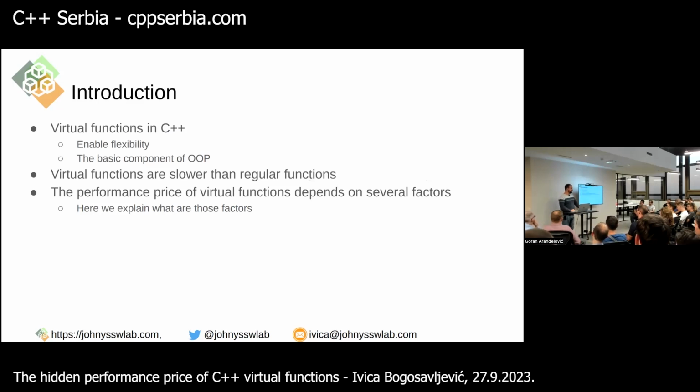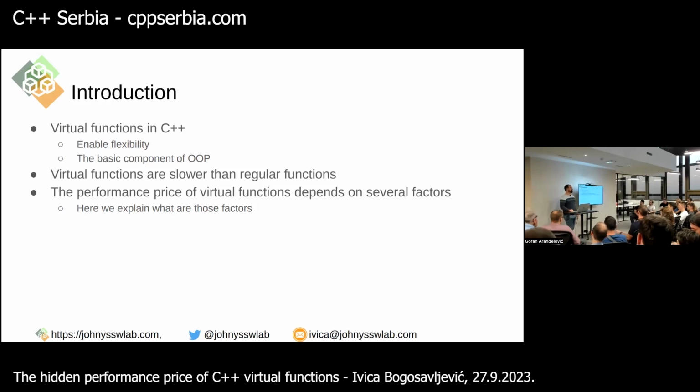So let me give you a quick introduction to virtual functions, because some of you might not know how these things work, but I guess most of you know. The basic premise of virtual functions in C++ is that they enable flexibility. You have a base class and a derived class. The derived class can override the behavior of the base class, and this is what virtual functions enable. They allow a lot of flexibility. For example, implementing them in C would be quite a problem. Virtual functions are actually a basic component of object-oriented programming, so you cannot imagine modern software development without them.